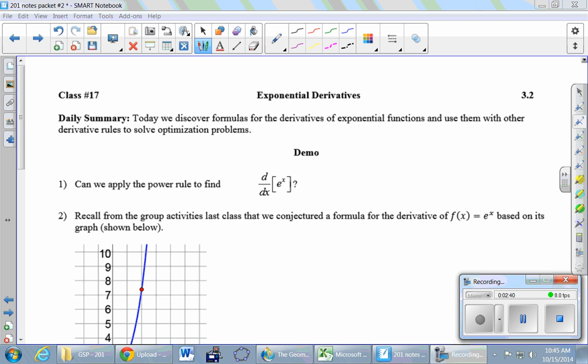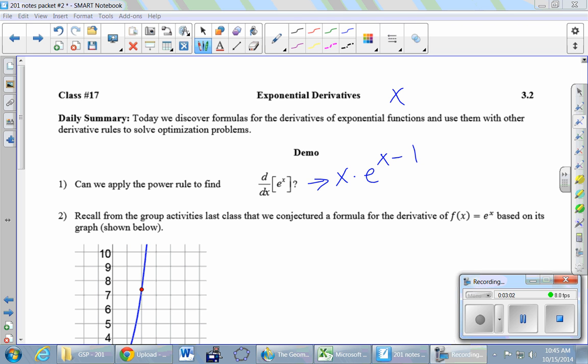Okay, let's go to number 1. Number 1. Okay, here we go. Can we apply the power rule to find the derivative of e to the x? So don't write this because it's wrong, but x comes down, copy the stuff, subtract 1 from the power, right? What's wrong with this?